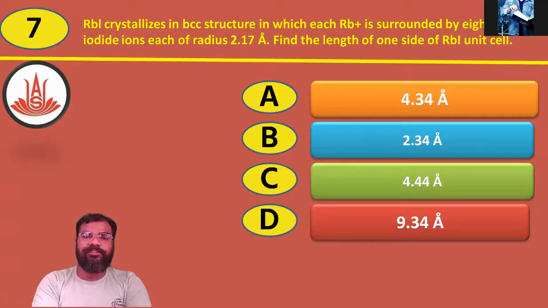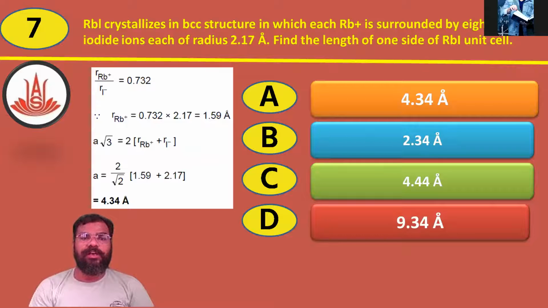BCC structure they have given. RbI, Rb plus, rubidium, is surrounded by 8 iodide ions. That much they have said, and the radius of iodide they have given, 2.17. Then find the length of one side of the RbI unit cell. That much we need to calculate.